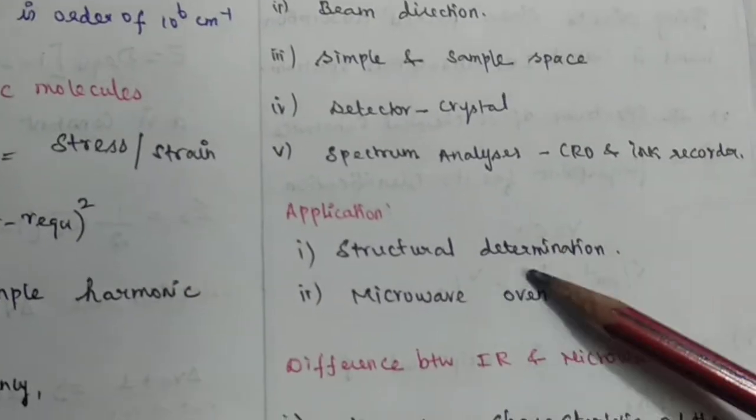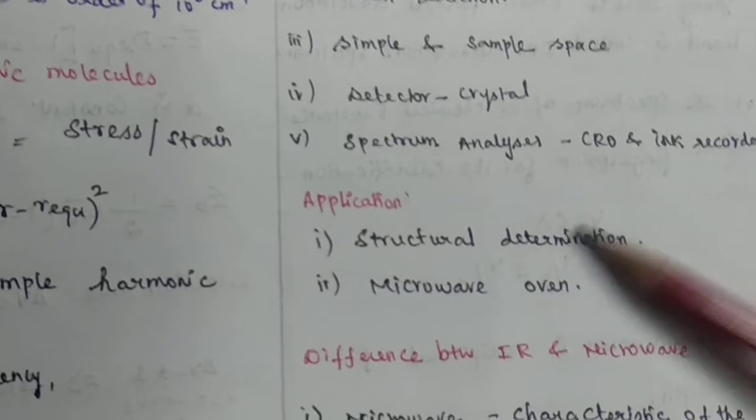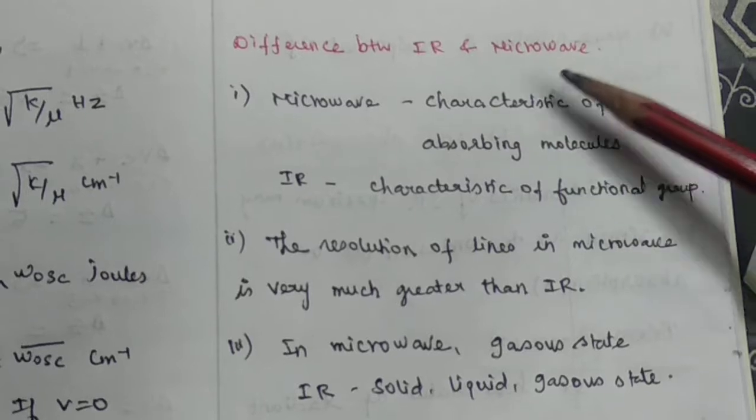So what are the applications? First one is structural determination, then microwave oven. So these are all the most important. Okay. So next, the difference between IR and microwave.